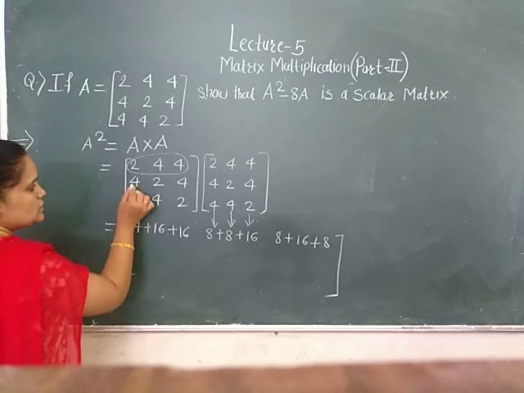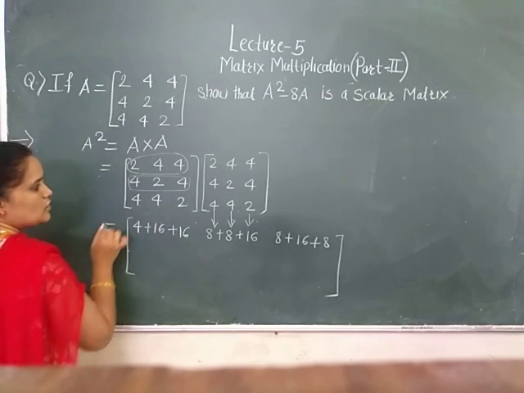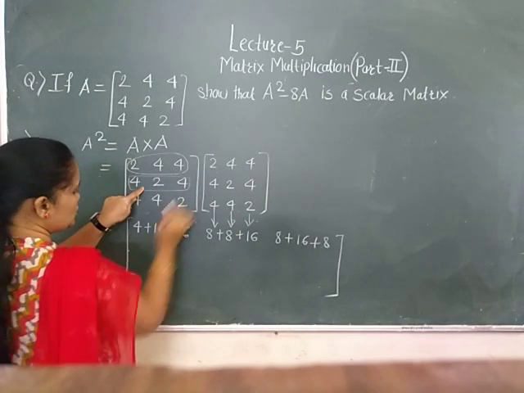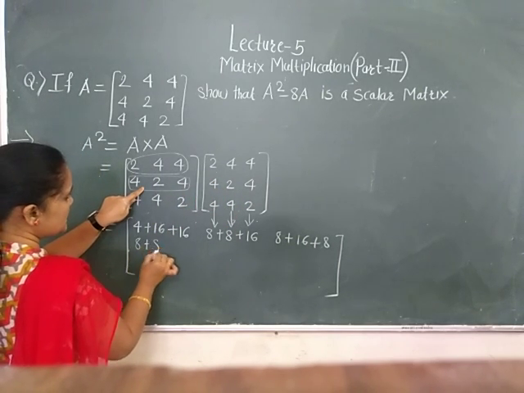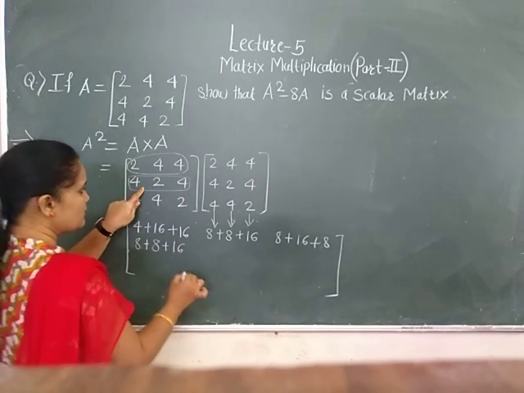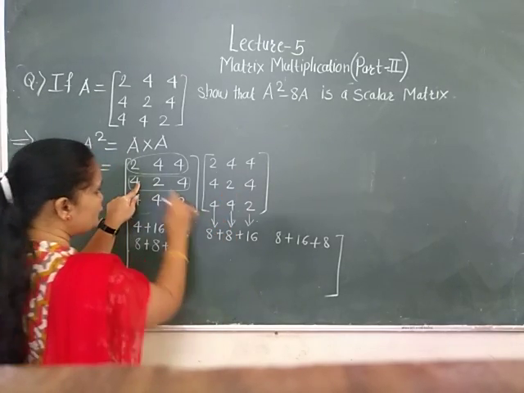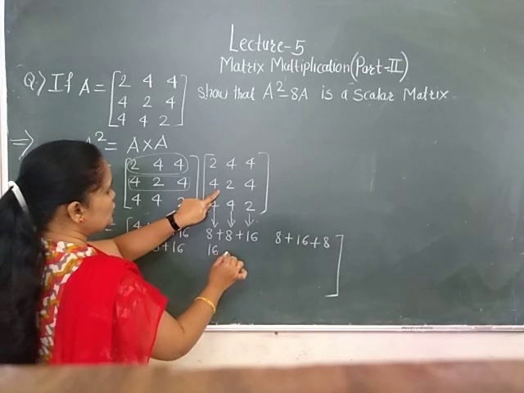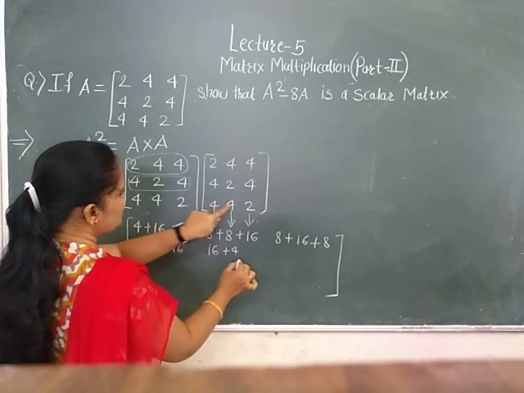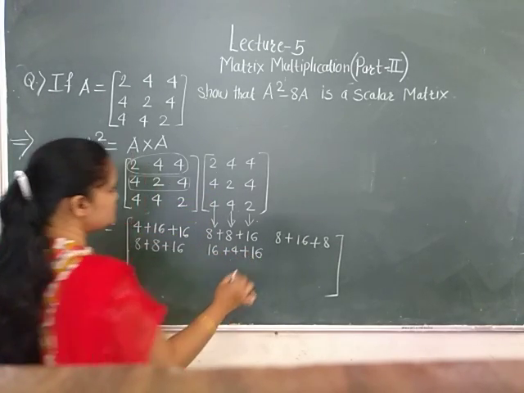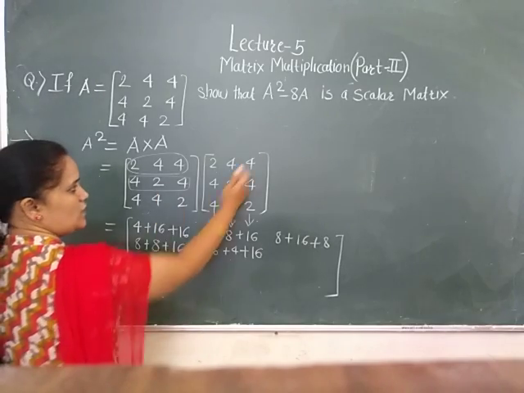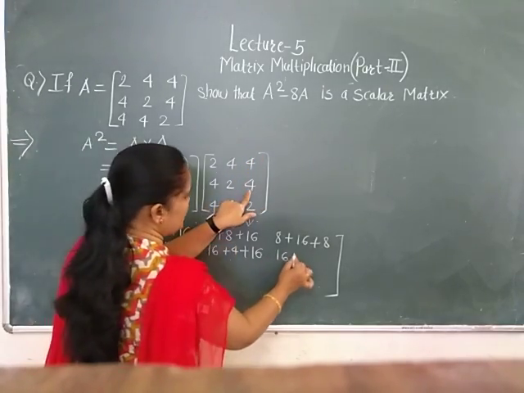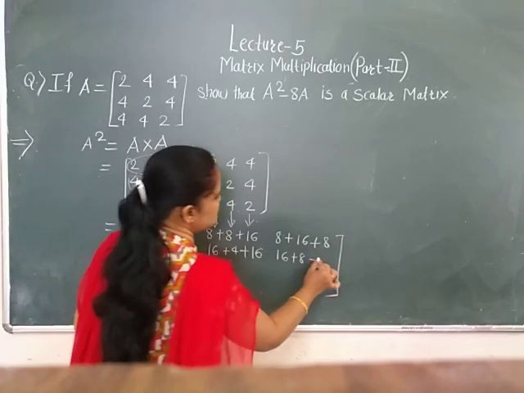Now let's come to the second row. So second row will be multiplied to now first column. So 4 into 2 is 8 plus 8 plus 16. Then second row, second column. 4 into 4 is 16. 2 into 2 is 4 and 4 into 4 is 16. Lastly, second row, third column. This is 16. This is 8. 4 into 2 is 8.